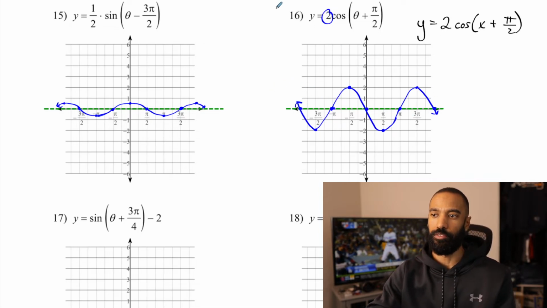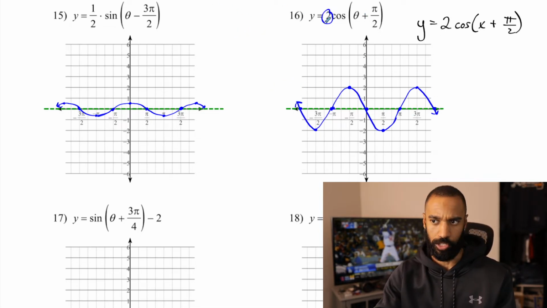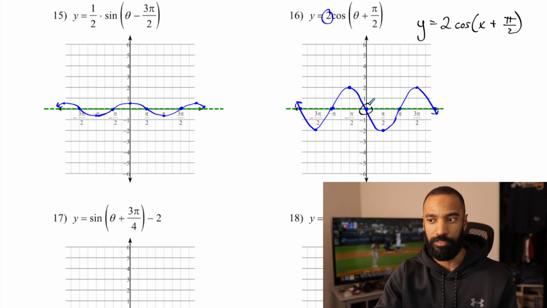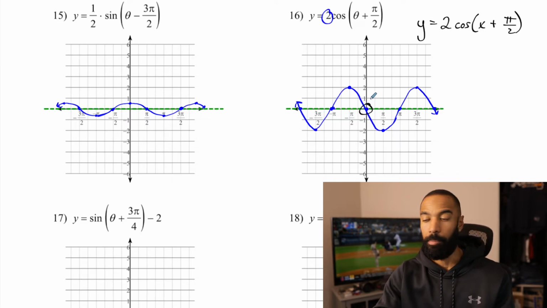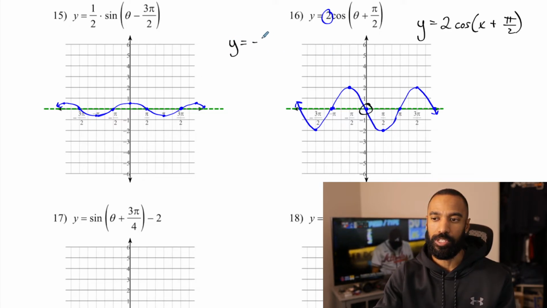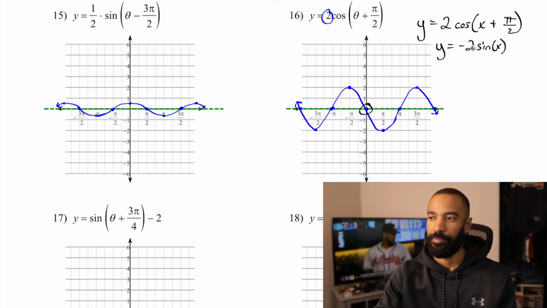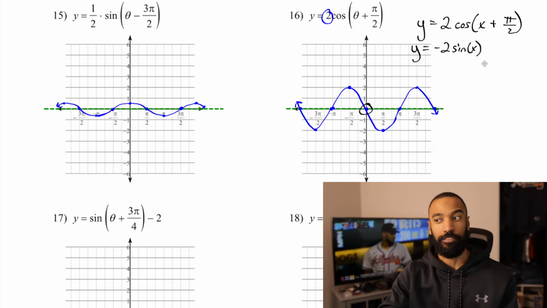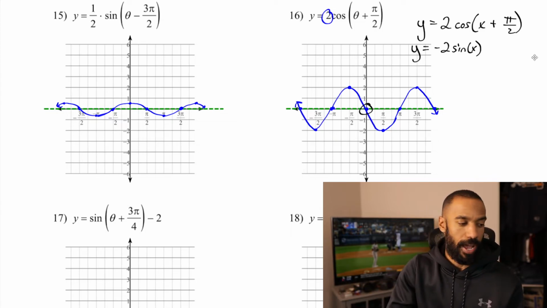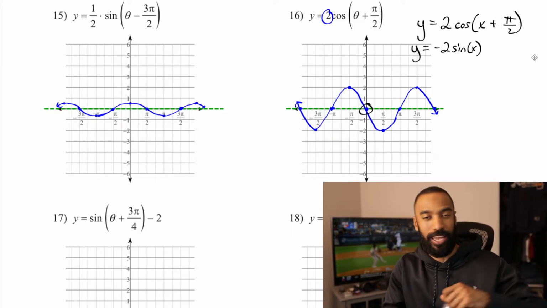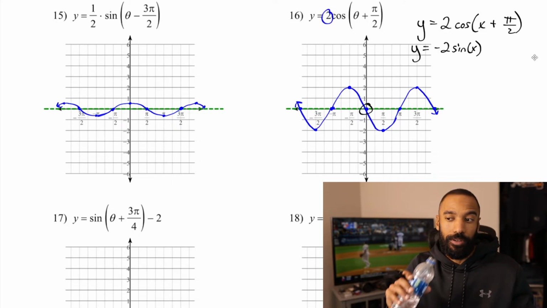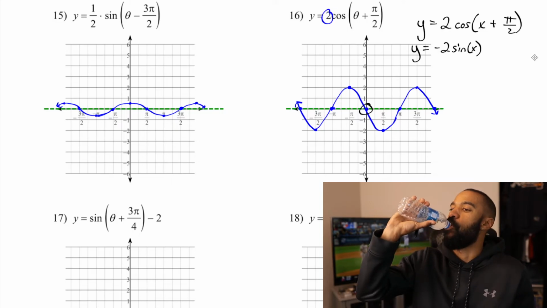The sine graph equivalent to this, and there's more than one because you can make any shift you want, but this one would have had to shift. Midline, point at the midline with no shift, amplitude of 2, and goes down instead of up. This would have been y equals negative 2 times sine of x. This is the exact same graph. Go to a graphing calculator, see what happens. This is the exact same graph as that one right there. Kind of cool how that thing just works like that.